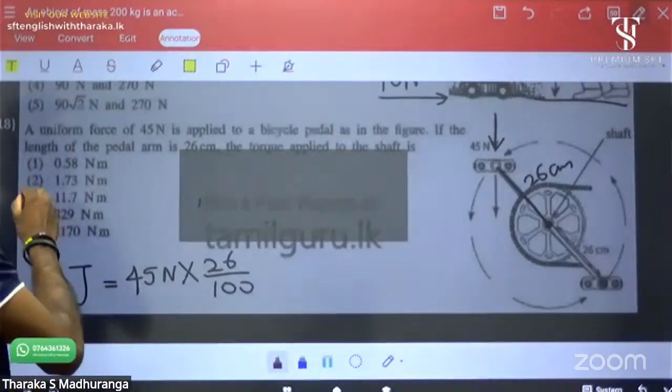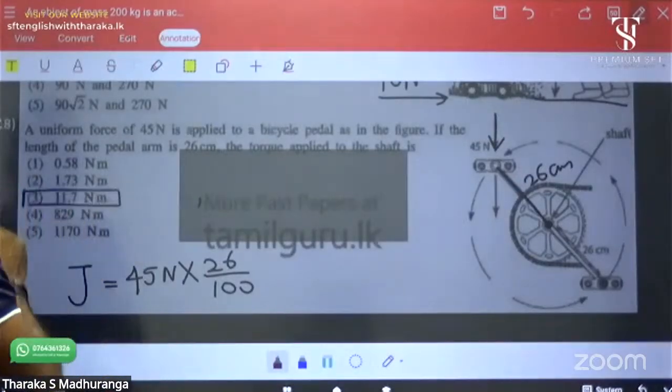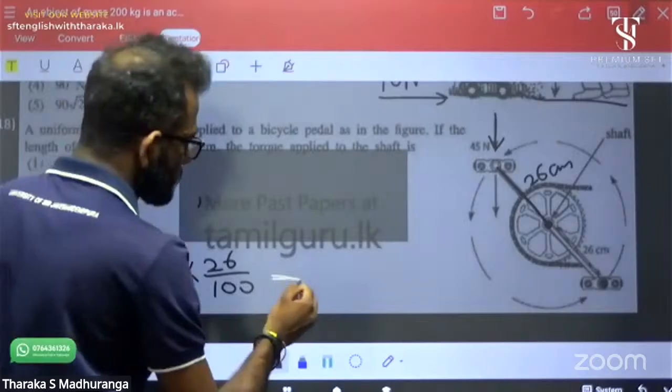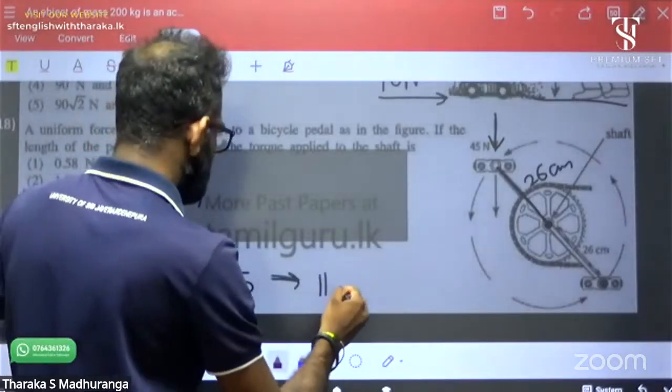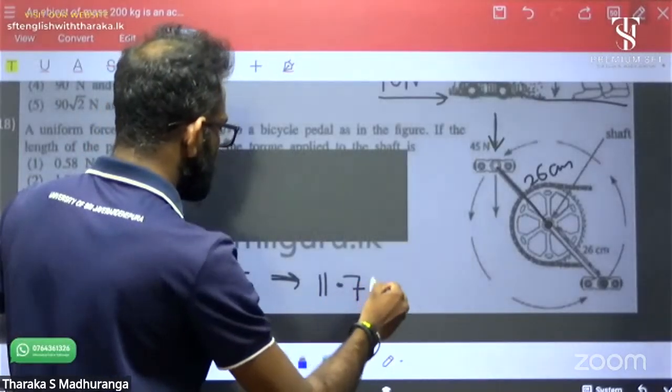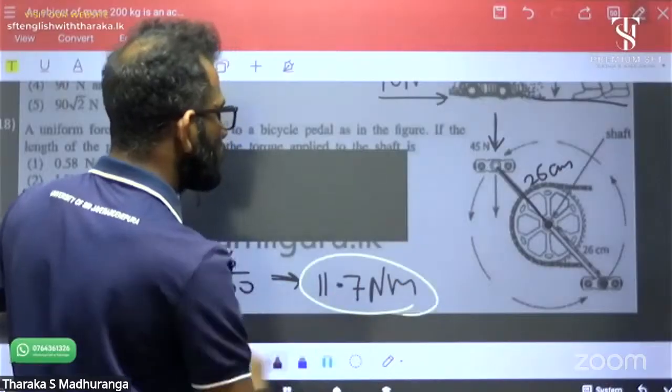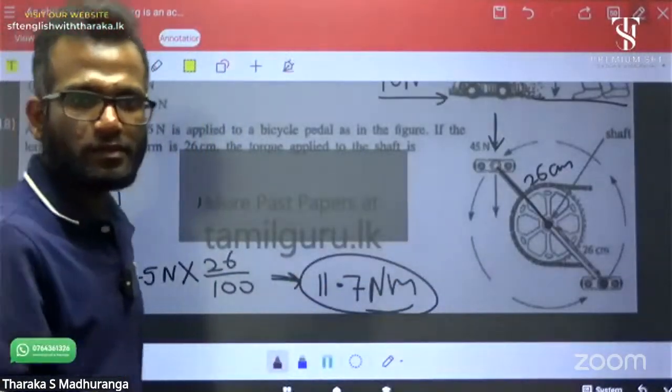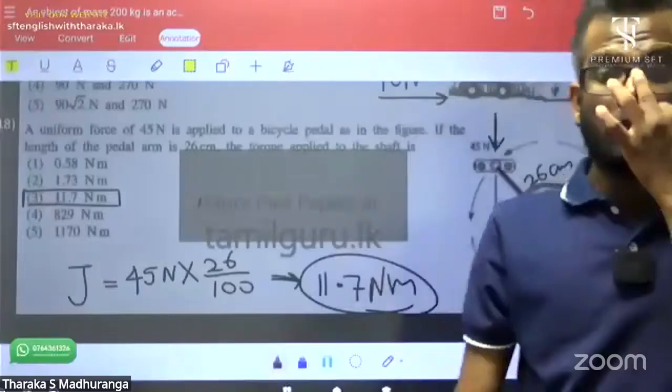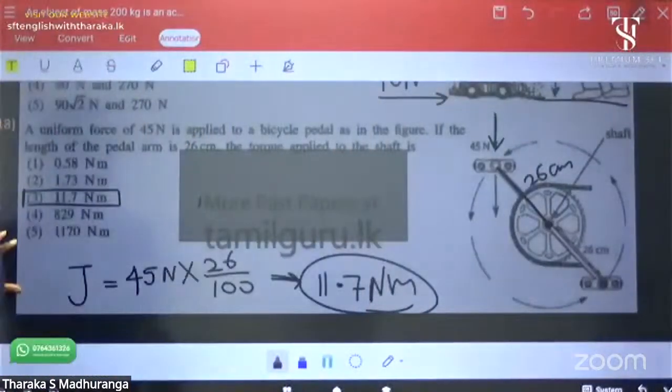Yes, it is 11.7. Good. Newton meter is the moment of force and torque units. Okay, that's the answer for question number 18. Answer number 3.